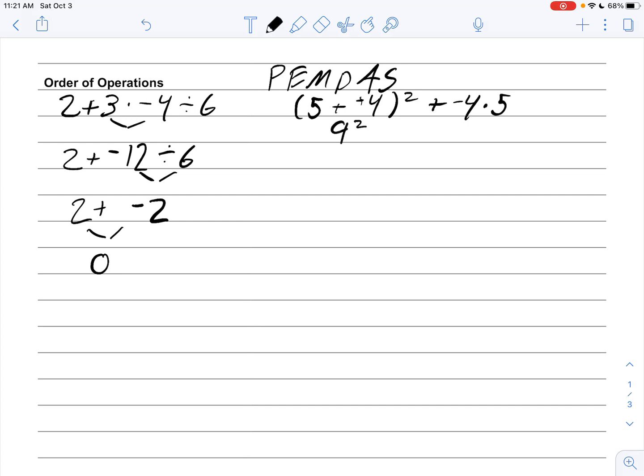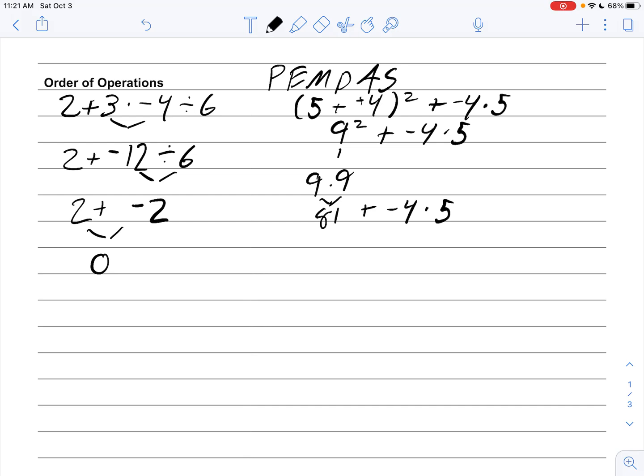That's still to the second power, plus negative 4 times 5. No more parentheses, so I move on to exponents. I still have one exponent here. 9 to the second power is 9 times 9, and 9 times 9 is 81. And then I still have plus negative 4 times 5.